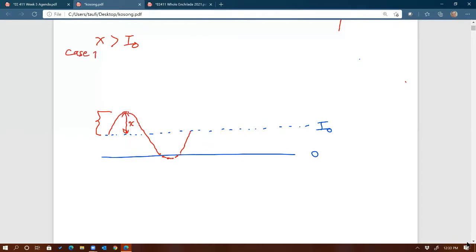What if I do case number 2? X is less than I out. What's going to happen with that sine wave? The same offset, but now the peak of that sine wave is less than I out. Wouldn't it go something like this? That's your X right there. Do you agree with that? Yeah. Okay. How about the rest of the class? Is that okay? Is that clear?